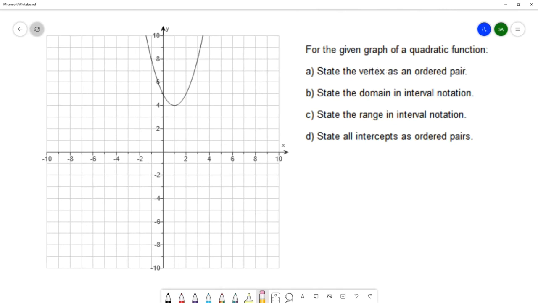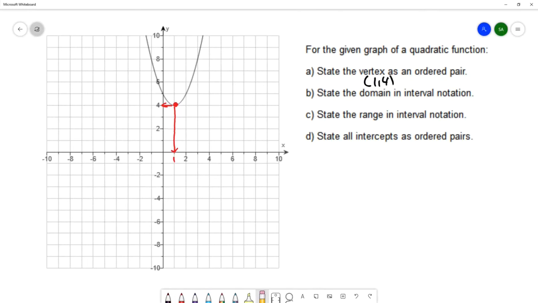Now the vertex of this graph will be this point right here. We can think of it as the bottom of the valley. If it were a down-facing parabola, it would be the top of the hill, top of the peak. So I can read the ordered pair from the graph here. It has an x-coordinate of 1 and a y-coordinate of 4. So the vertex of this quadratic function is the ordered pair 1, 4.